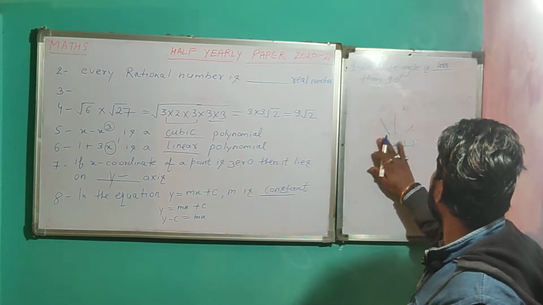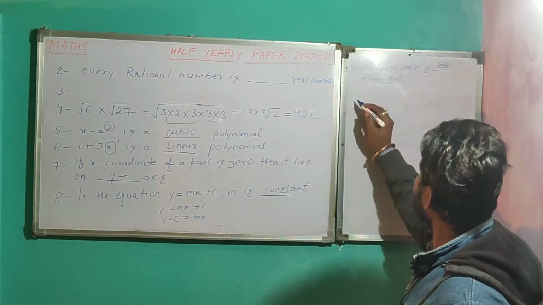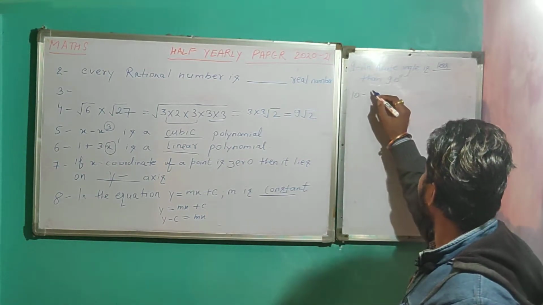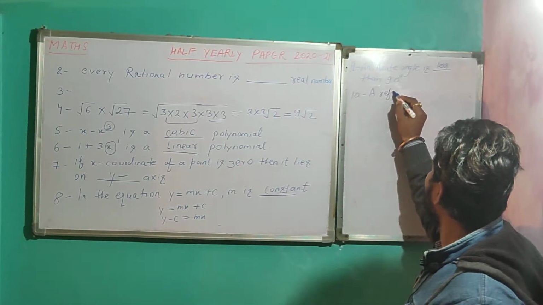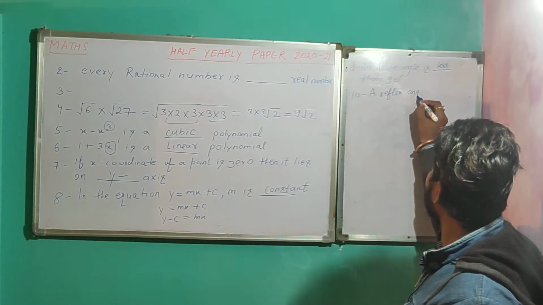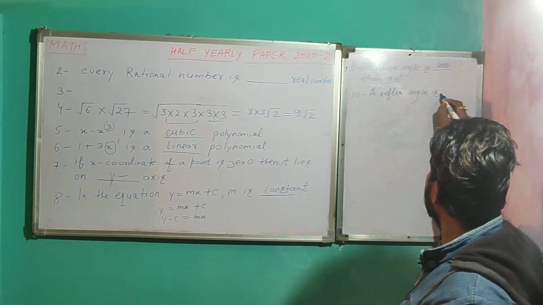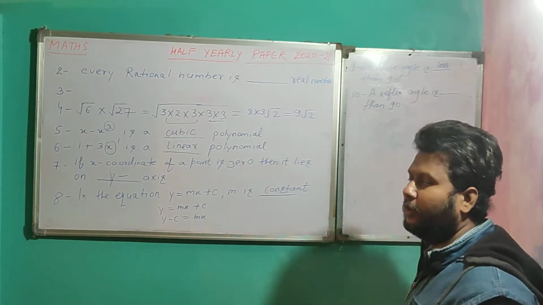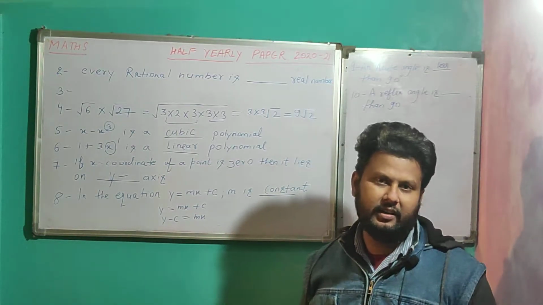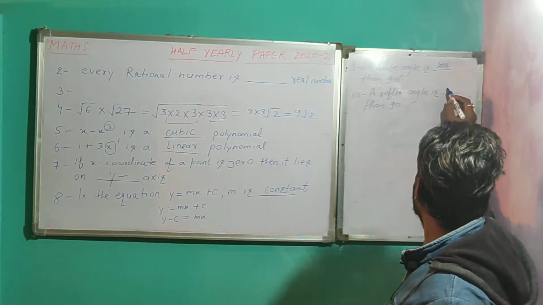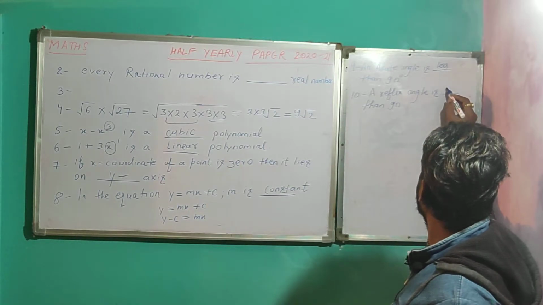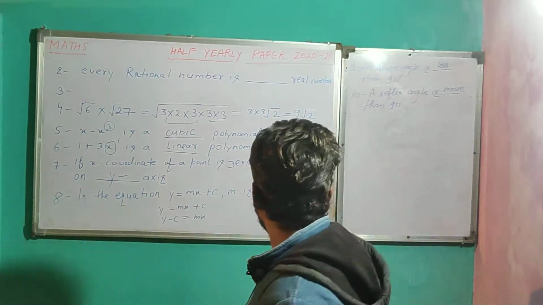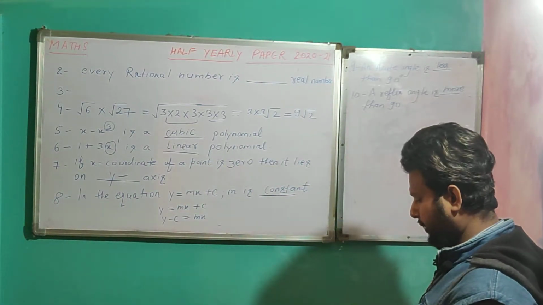Now next question, question number 10. A reflex angle is dash than 90 degree. We know very well that a reflex angle is always greater than 90 degree, more than 90 degree.